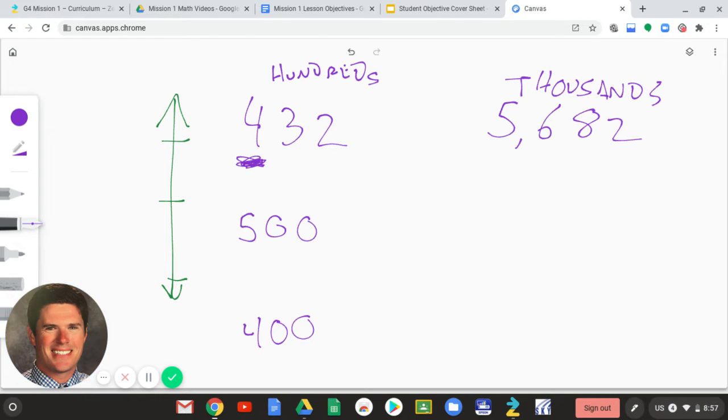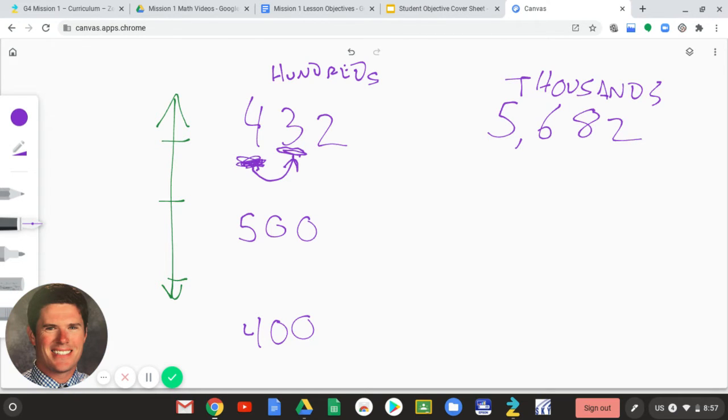Well, here's a shortcut for you. When you're asked to round to a certain place value, you just need to look at the place value directly below whatever place value you're rounding to. Or you could say directly to the right of whatever place value you're rounding to. So, in this case, I'm rounding in the hundreds place. I need to look at the place value right below that, which is the tens place. Okay? So I'm really looking at this 3 right here. And that's going to tell me whether I round up or down.